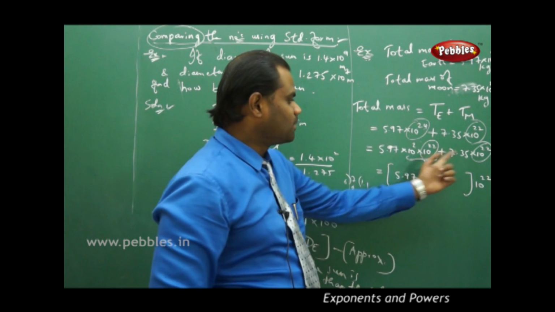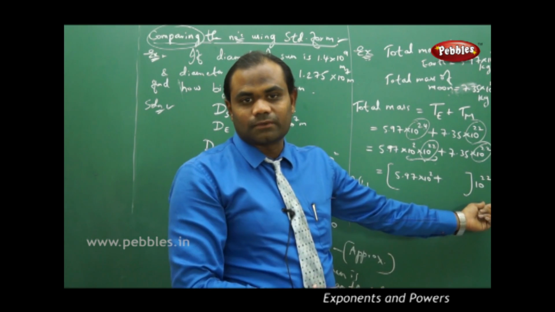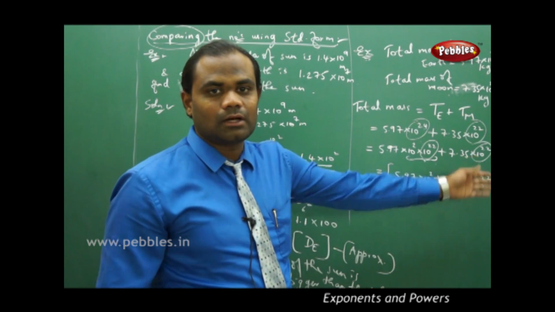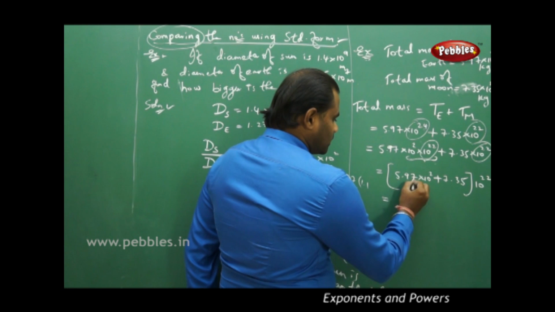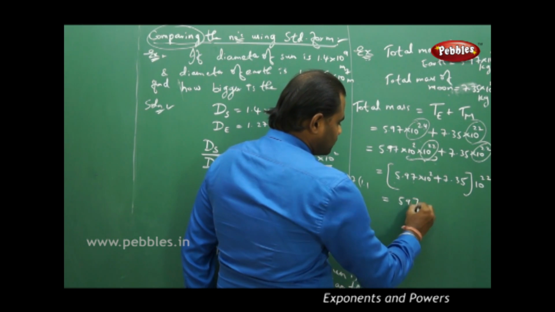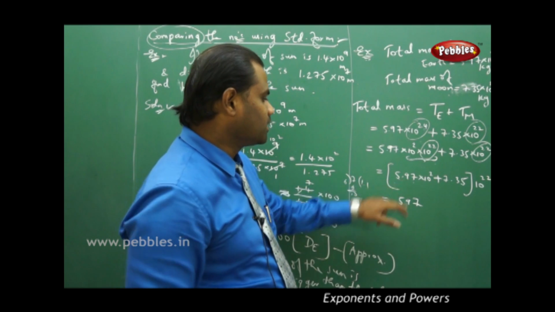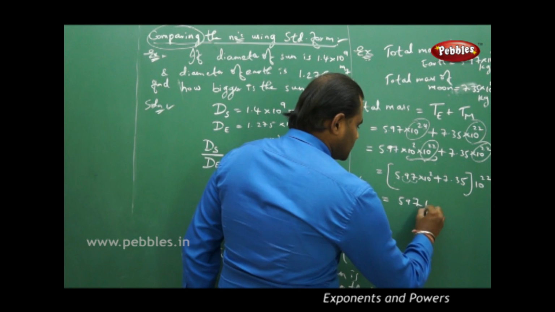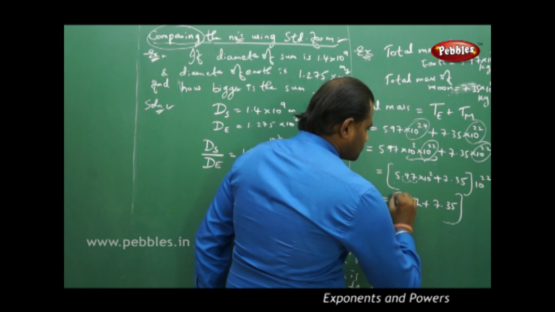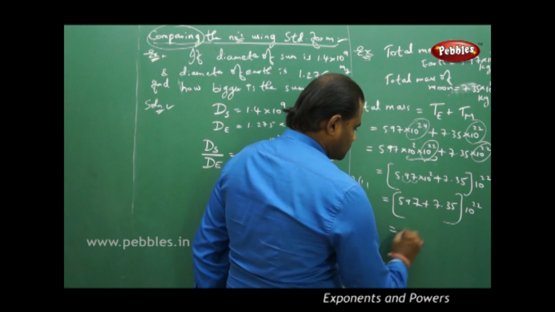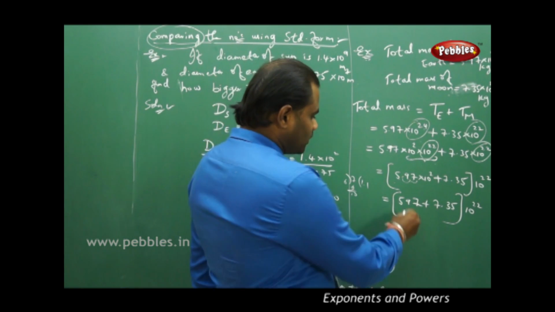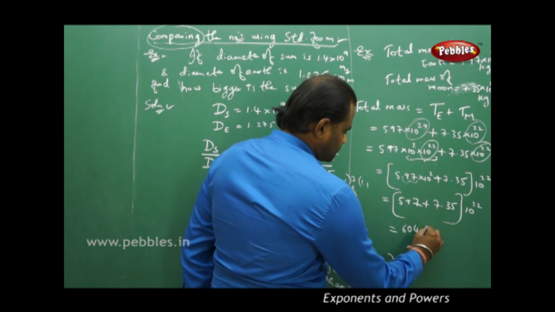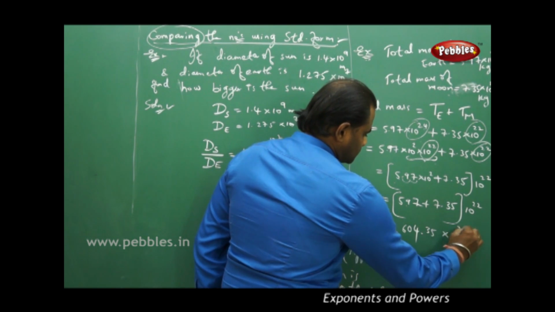The intention of making the powers equal is to take that out of the brackets, and then I have this on the outside. Now 5.97 into 10 square is nothing but 597, because multiplying by 100 makes the decimal move 2 steps to the right. So I get 597 plus 7.35 times 10 power 22, which on simplification gives me 597 plus 7, which would be 604.35 into 10 power 22.